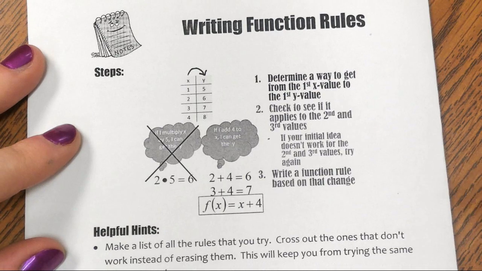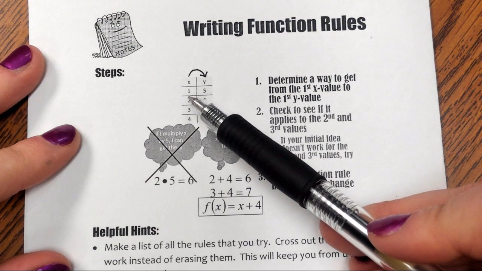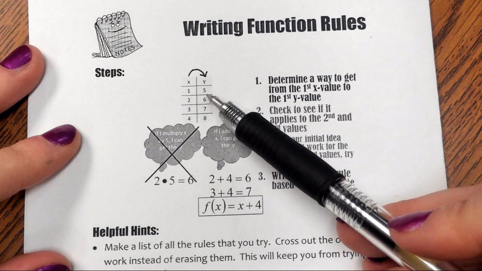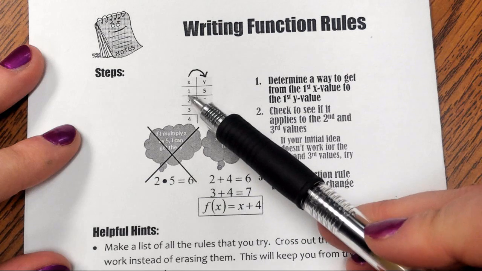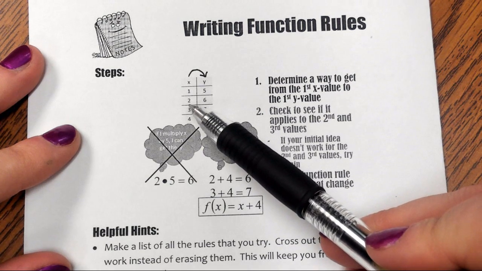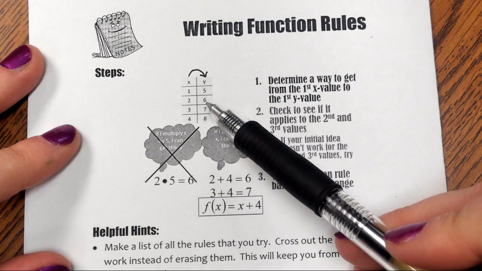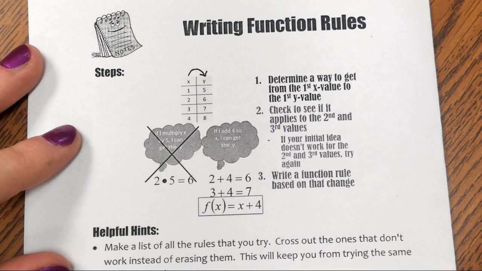So if you look at our first example here, I start with my first value, 1, and I think of ways to get from 1 to 5. So if I multiply x by 5, I can get the y. 1 times 5 is 5. But if I test that for my second, 2 times 5 is 10. It's not 6. So my first idea didn't work. Cross that out, move on to the next one.